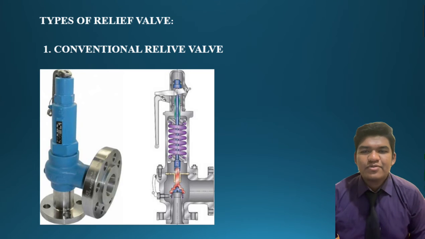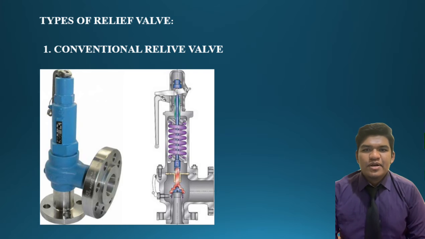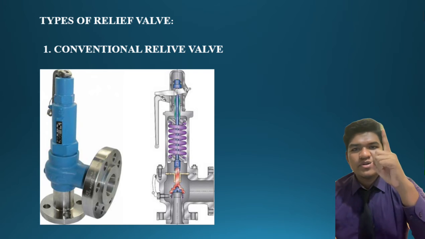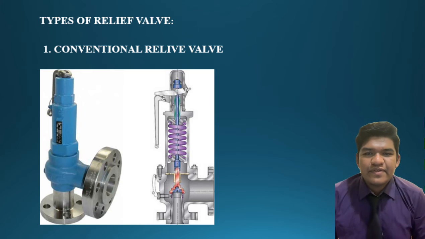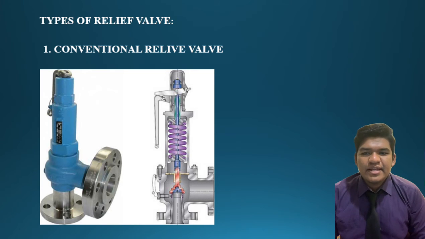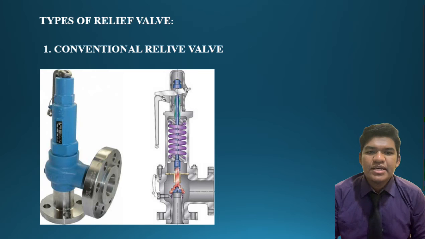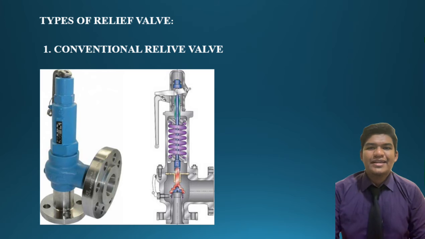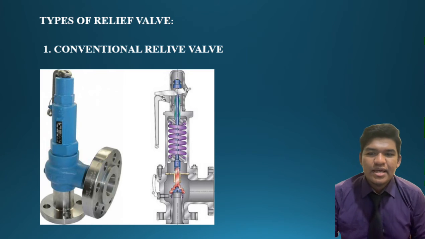Alright, next we go for the types of relief valve. For the number one, conventional relief valve. A conventional safety relief valve is a spring-loaded pressure relief valve characterized by a rapid opening pop action. Conventional safety relief valves are not used for applications where excessive variable or built-up back pressure is present in the system. Okay, alright. So we go to how it works.